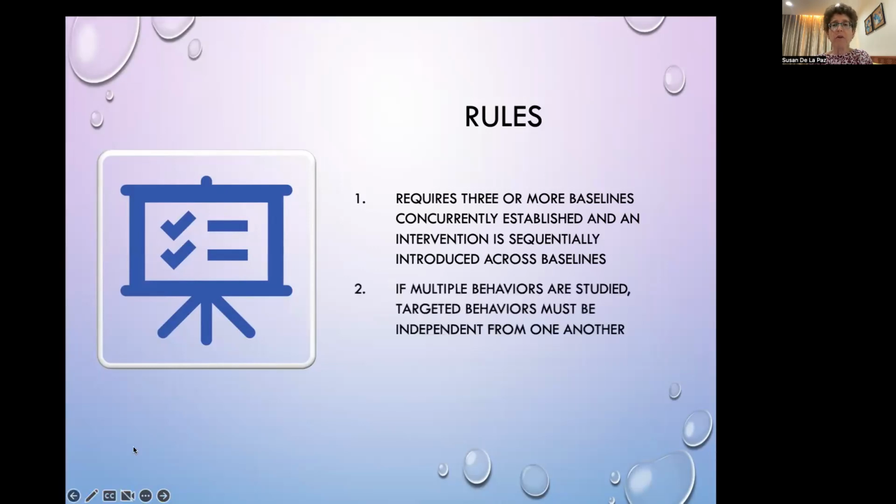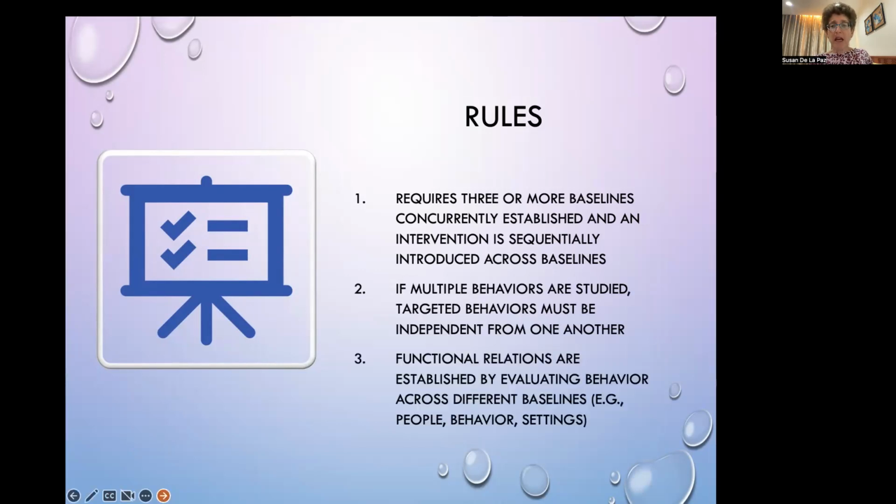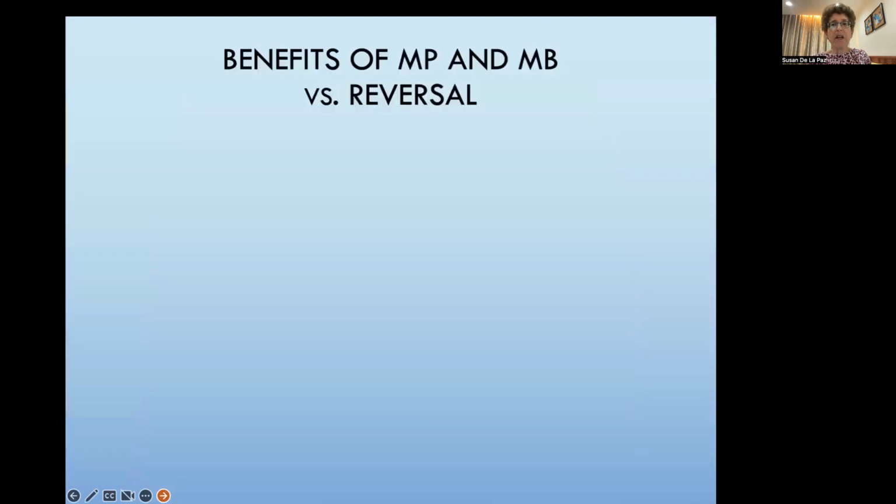Then we also have the rule that if you have multiple behaviors, the behaviors must be independent from one another. I already mentioned that one. And that functional relationships are established by evaluating behavior across different baselines, meaning people, behavior, or settings.